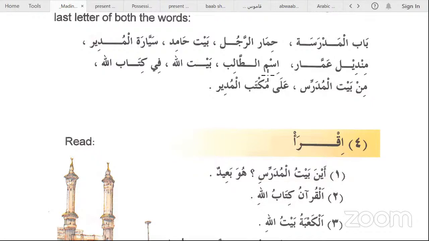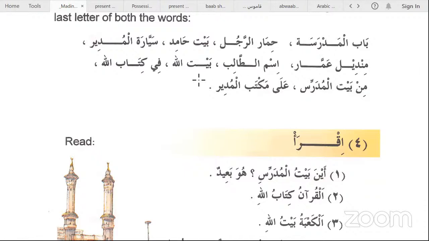Ismul. Remember, as I said to yourself, all nouns, when they do not come before a verb or a harf jar, are always read with a dhamma. Ismut. Ismut talibi. Talibin? Talibi. So alif lam is there. So when it's alif lam, it only gets one kasra. Ismut talibi. Excellent.